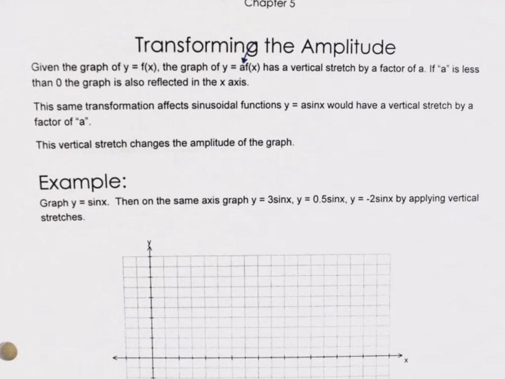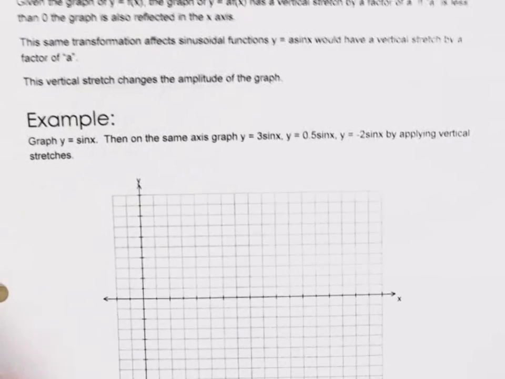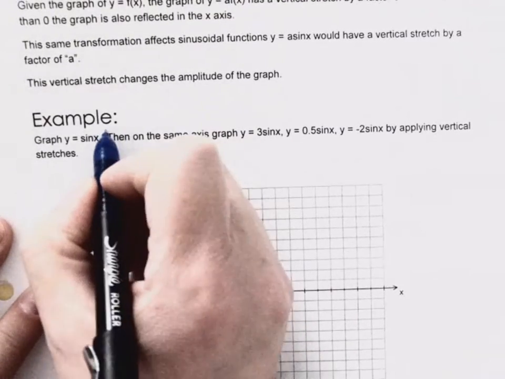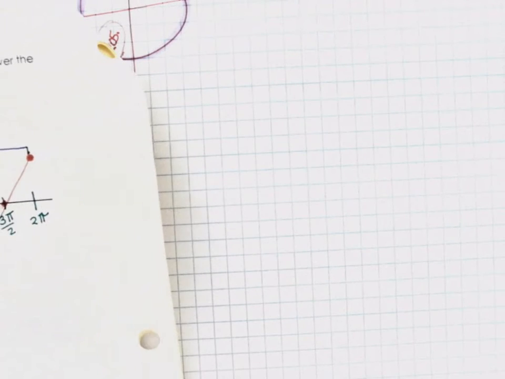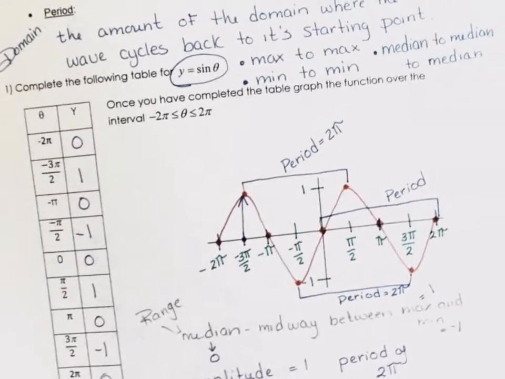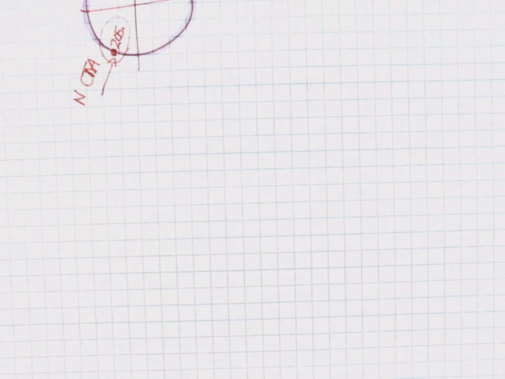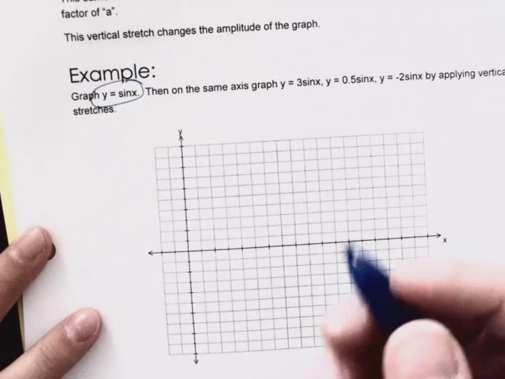All of those transformations apply to every function that we're going to do. Right now we're doing sinusoidal functions, but the stuff we learned in chapter 1 is going to apply to all the rest of the units. All right, so we're going to graph y equals sine x. You guys did the table of values already for y equals sine x. Right here, it's on page 3. Let's write it down on the side just for funsies.